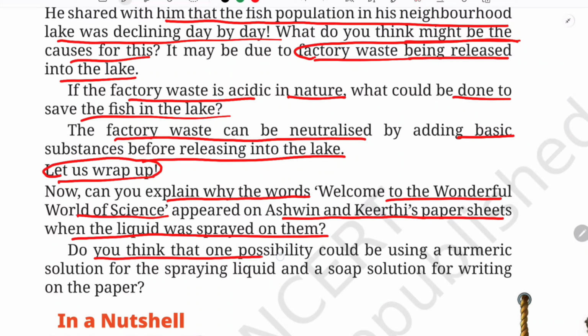One possibility could be using a turmeric solution for the spraying liquid and a soap solution for writing on the paper. When you are writing with soap solution, the writing will not be visible at once. They get a white, blank paper, and they assume that nothing was written. But after a few steps, a volunteer came and sprayed some liquid. What is that liquid? It is the turmeric solution, water and turmeric, haldi, mixed together. When you spray it, as it was written with a soap solution, the writing finally appeared on the paper. So this was the reason.